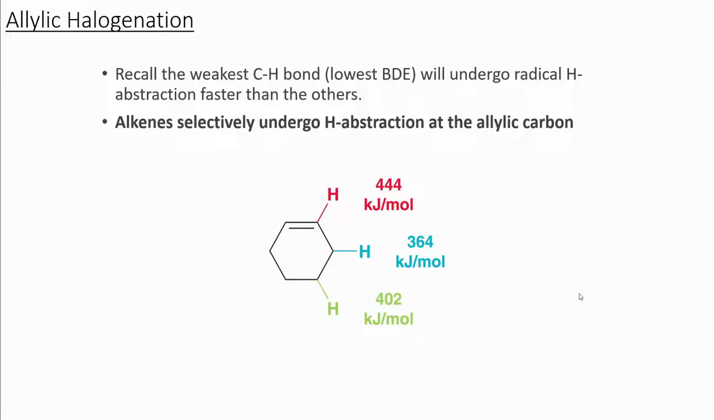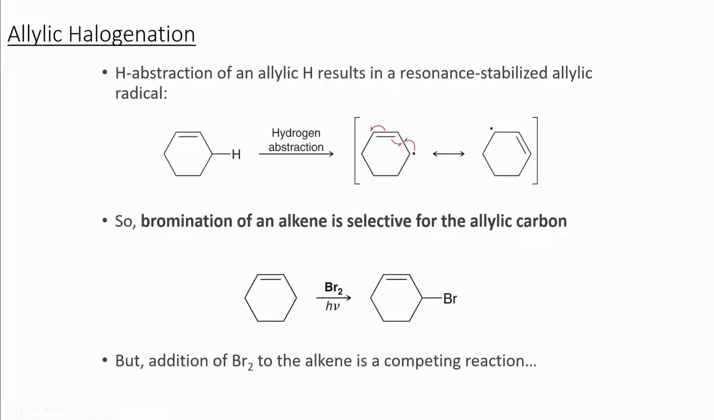If we compare the bond dissociation energies of several different types of carbons, we see that the allylic hydrogen has the lowest bond dissociation energy and will be the most reactive, while the vinylic will be the least reactive. Bromination of an alkene will be selective for the allylic carbon.